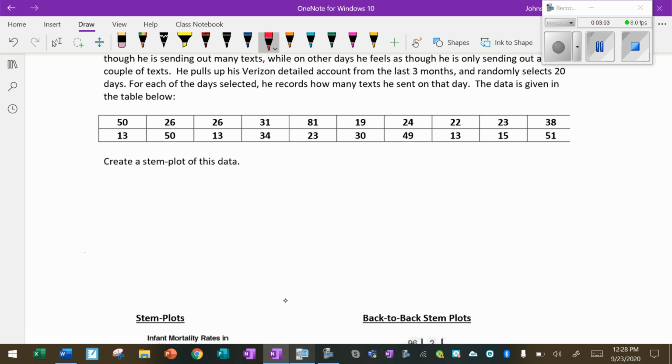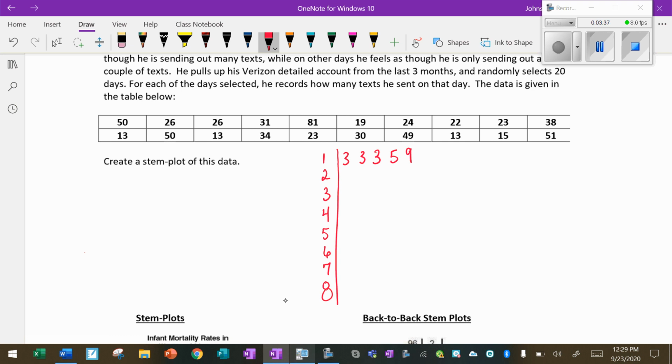So the stems are going to represent the tens units here. We start at 13, so we have 1, 2, 3, 4, 5, 6, 7, 8. Those are going to be the stems. This is why putting everything in order is a lot easier to work with. We can see we have 13, 13, 13. So we put a 3 here, another 3, and another 3. Then we have 15 and 19.